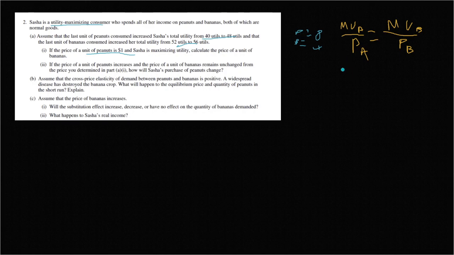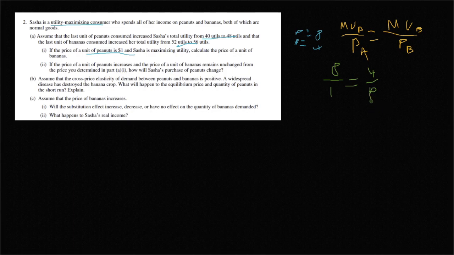So we have the marginal utility of peanuts because we increased here. So this is 8. Ooh, that's like a fancy pen. Let's not do that. I mean, that's pretty cool, but we don't need that. So 8 over the price of peanuts, which is 1, which is going to be equal to the marginal utility of bananas, which is 4, over the price of bananas. So we can just write P.